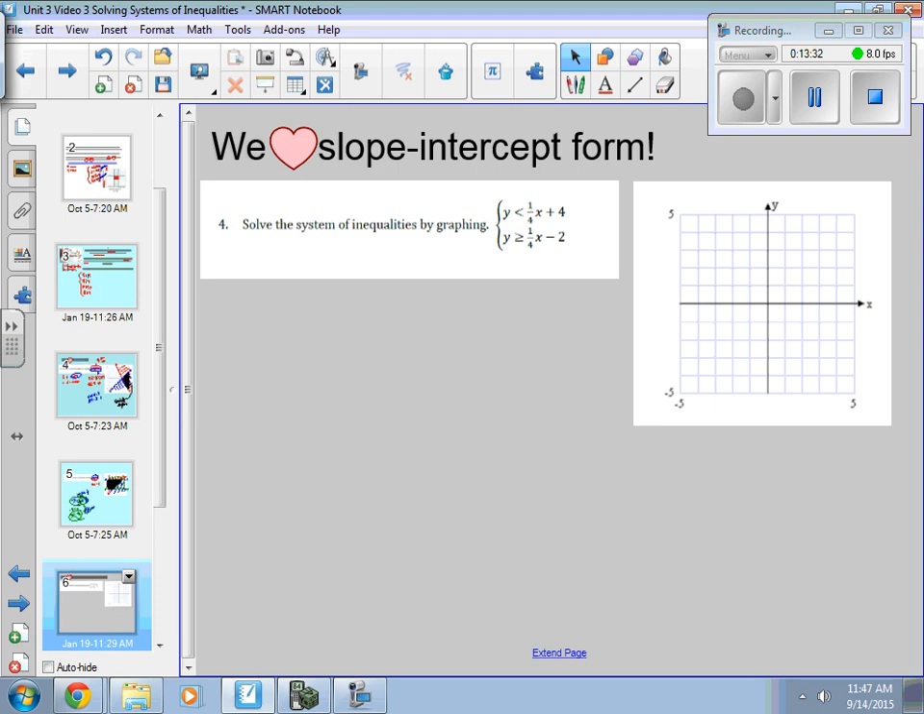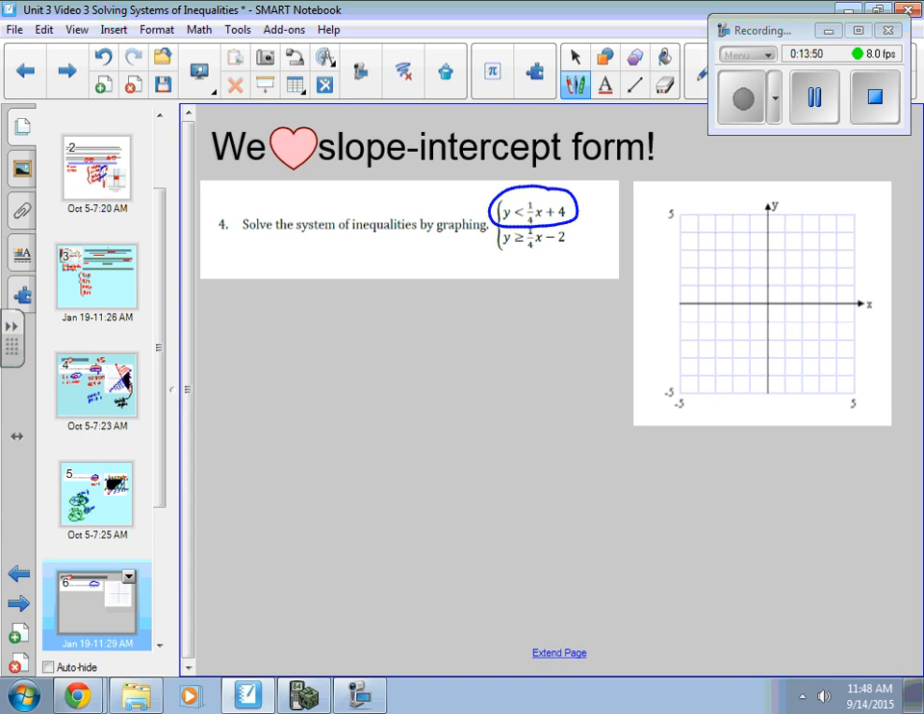All right, let's try another problem here. It says solve these ones by graphing. So we want to graph each line out here. These ones shouldn't be too hard. They're both in slope-intercept form. So let's start with that first one here.